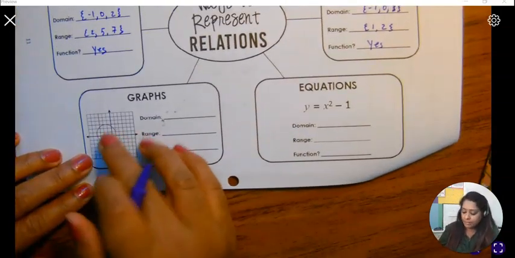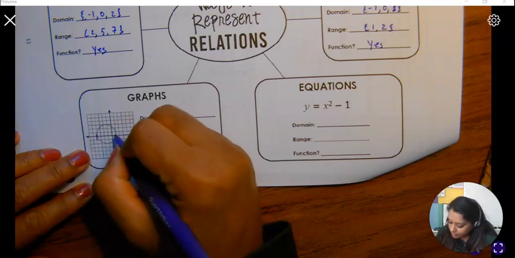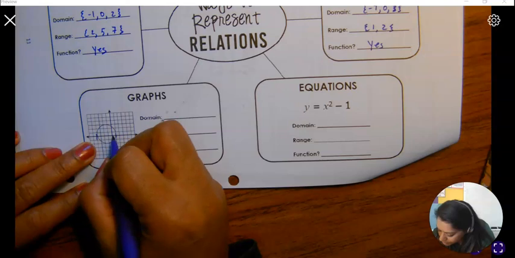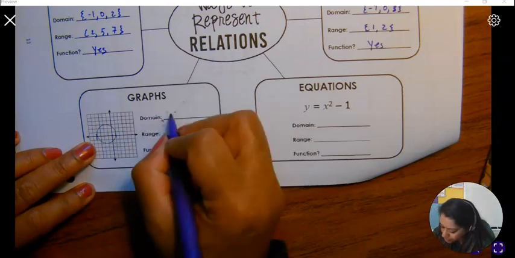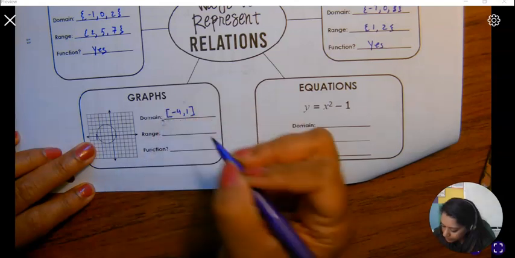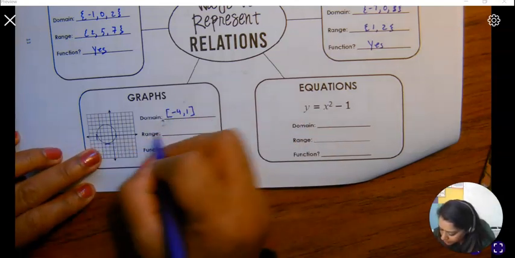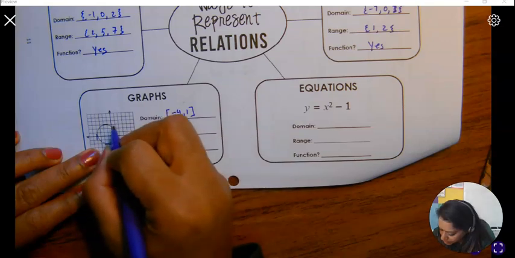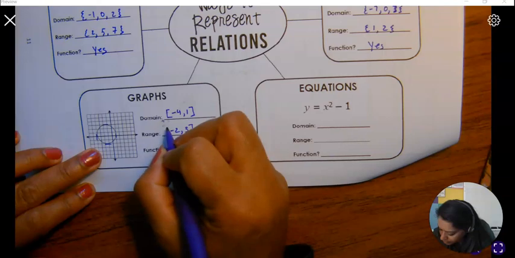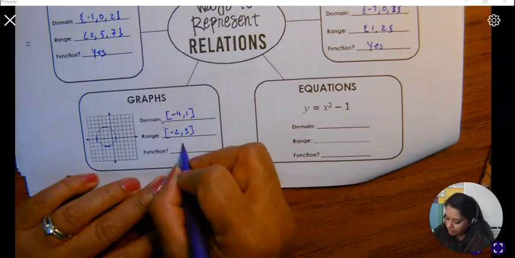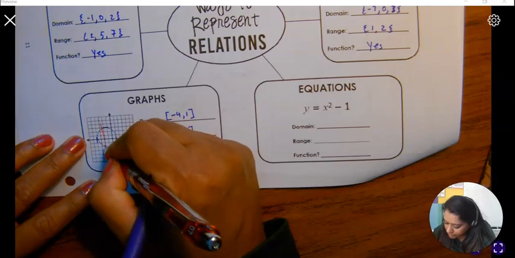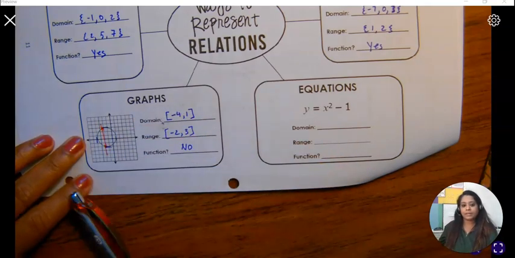Here with the graph, the domain looks like it's from -1 to 4. The range is from -2 until 3. And then it is not a function because it fails the vertical line test. You draw a vertical line, it has two outputs.